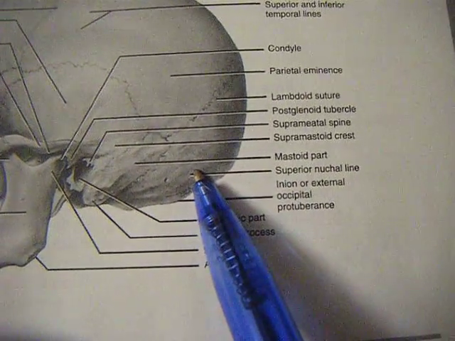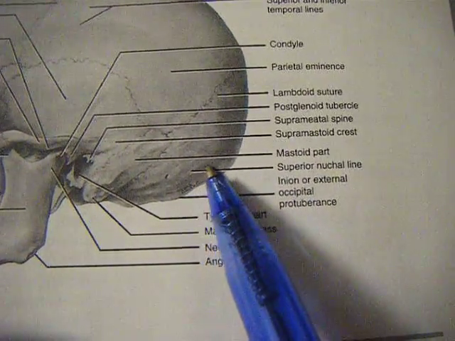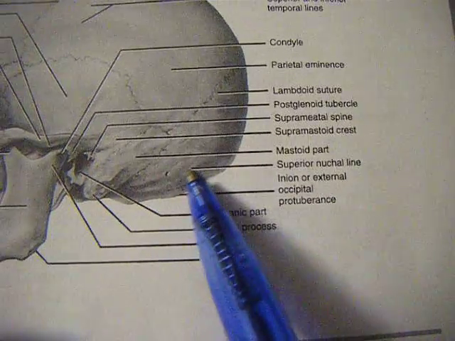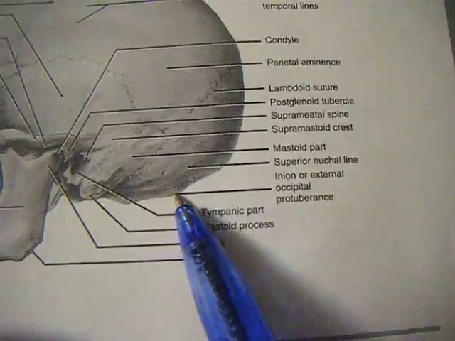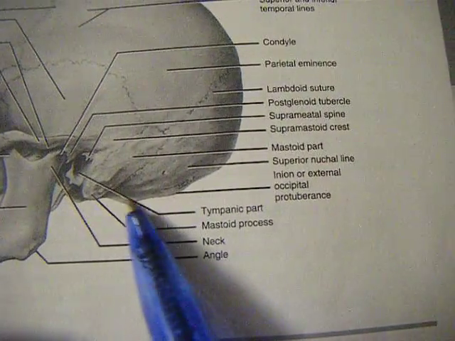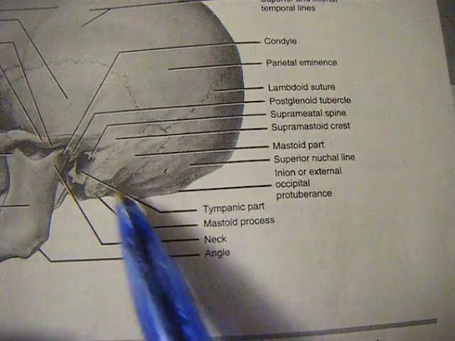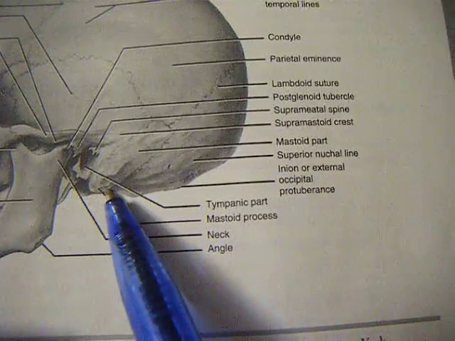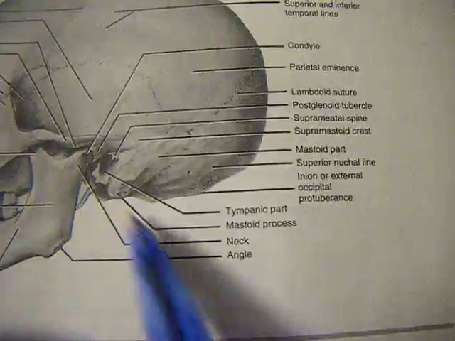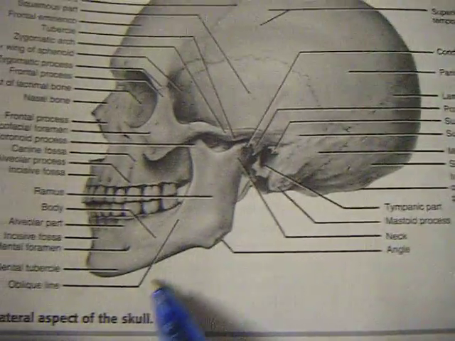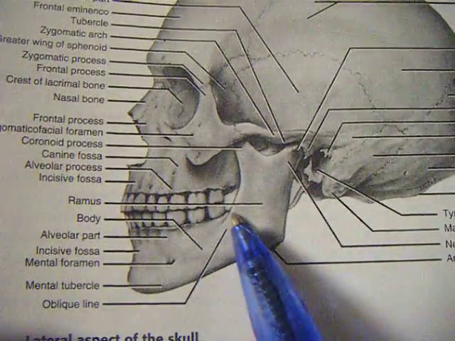Then this is your superior nuchal line. This is the external occipital protuberance. This is the tympanic part. This is the mastoid process. This is the neck of the mandible. This is the angle of the mandible. This is the oblique line.